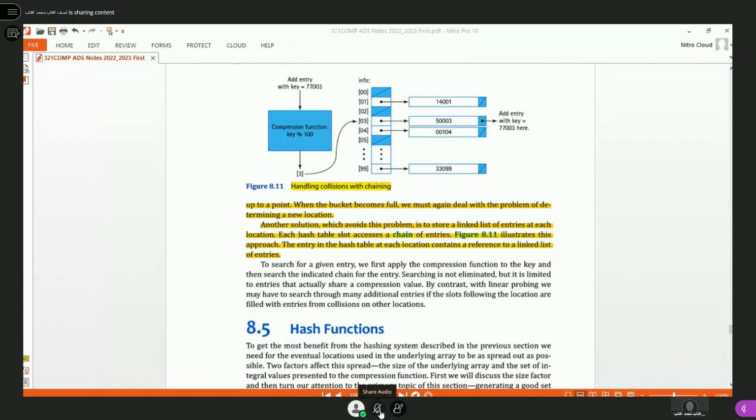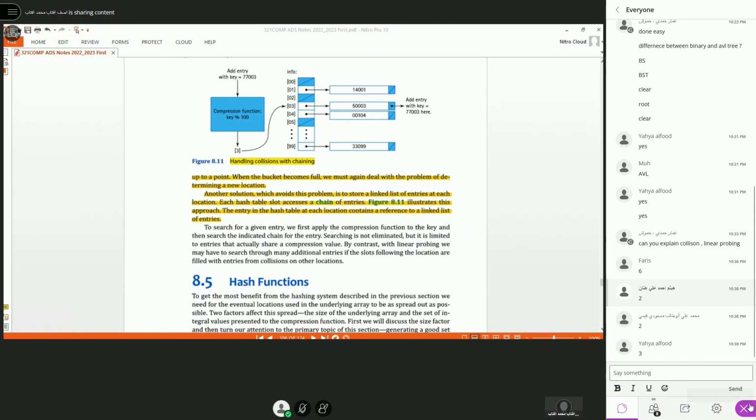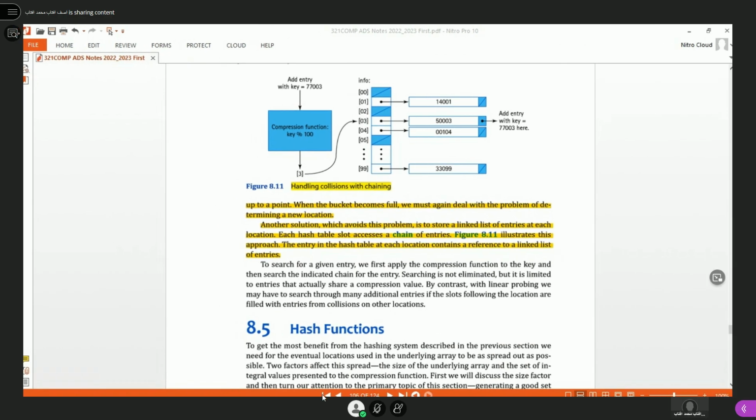Who asked this question? Umar Hamdi. Okay. Whoever. Do you understand? Any question? Which example?